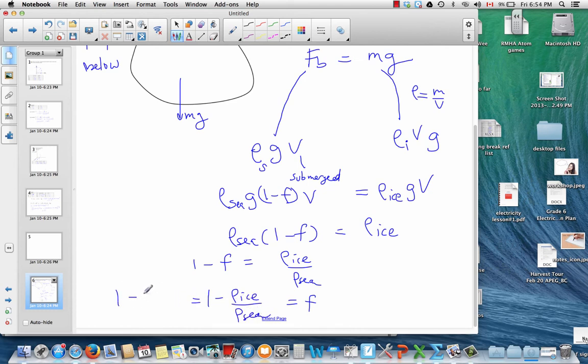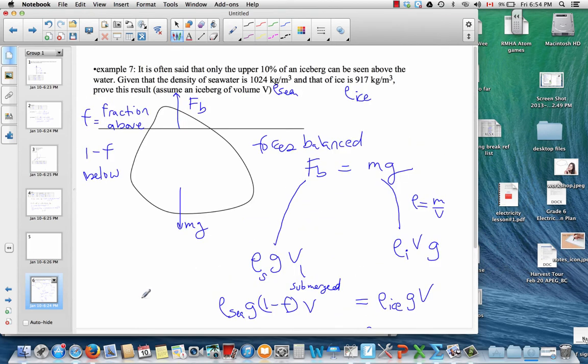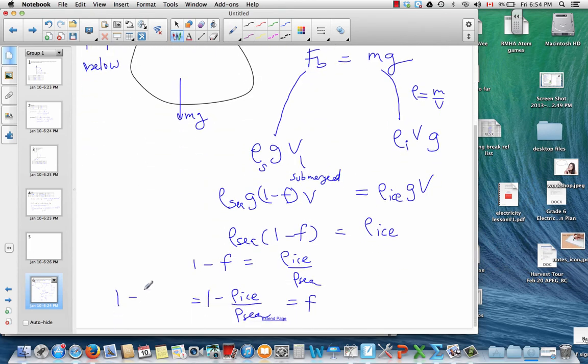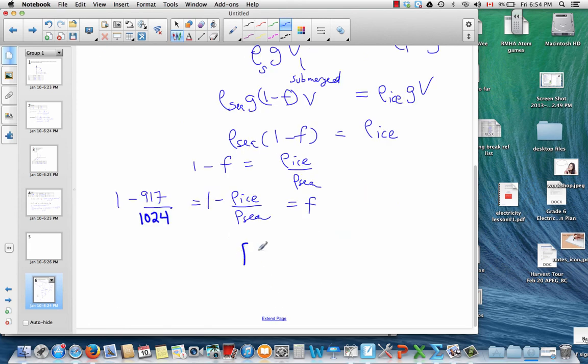So if we put in the values, what is it? 917 for ice, and then 1024 for the seawater, then we can calculate the fraction f, and that works out to be 0.10 or about 10%. So 10% is above, and the other 90% is below, as expected.